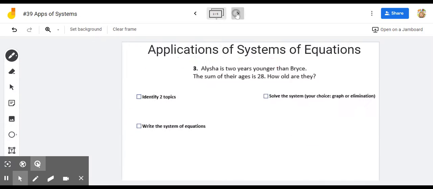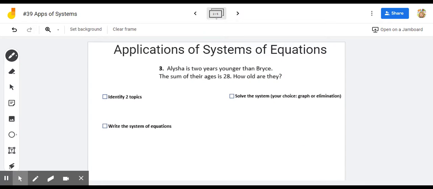All right, now the other application of systems is you can write equations and then solve them to help predict something or help us find something specific between two topics. So we're going to have 3 steps here. Number 1, identify the 2 topics in the statement; number 2, write the system of equations; and number 3, solve my system by either graphing or eliminating. Most of you will probably graph.